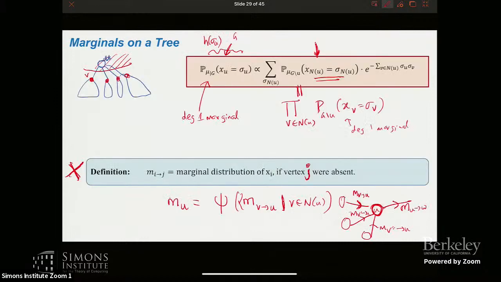So on a tree, everything works fine. What is the algorithm on a tree? Well, you don't have to do it this way, but you could: you root it, and then you start computing the marginals bottom up, and you get the marginals.